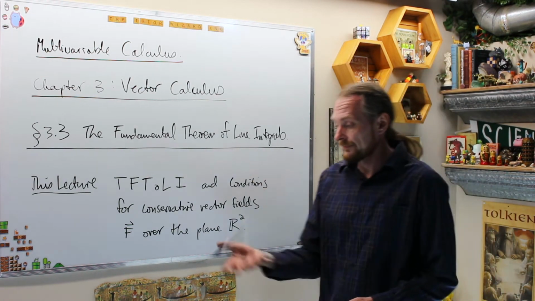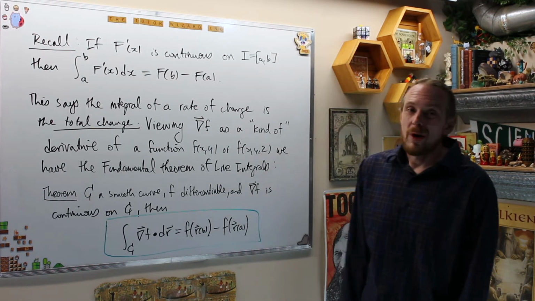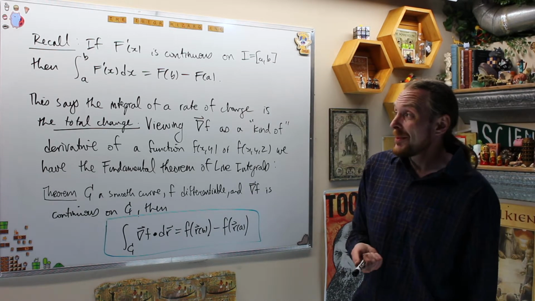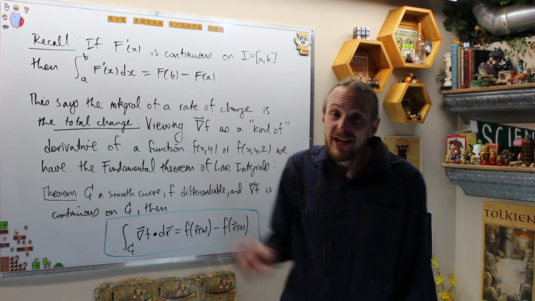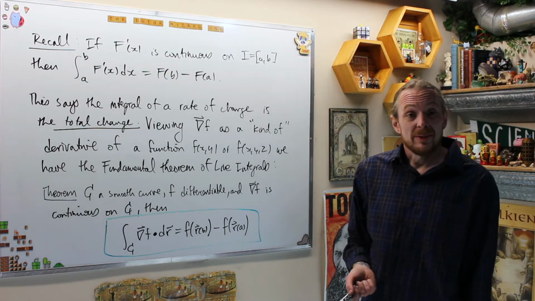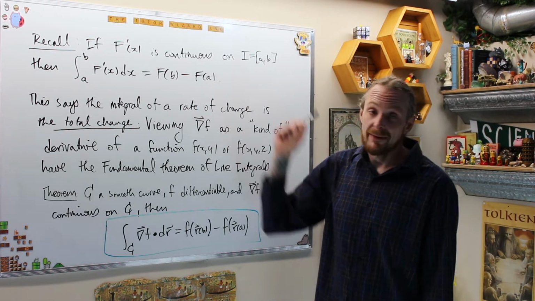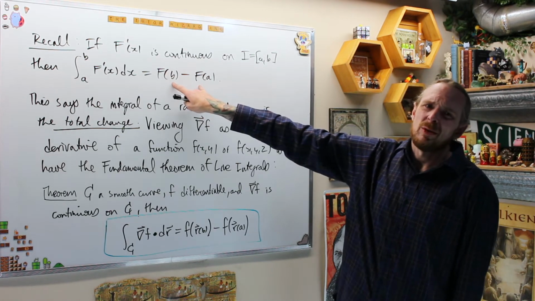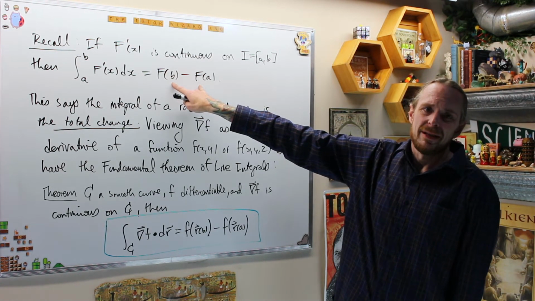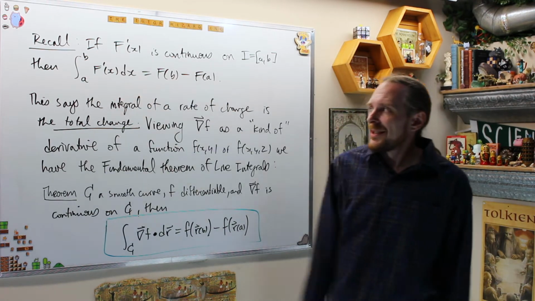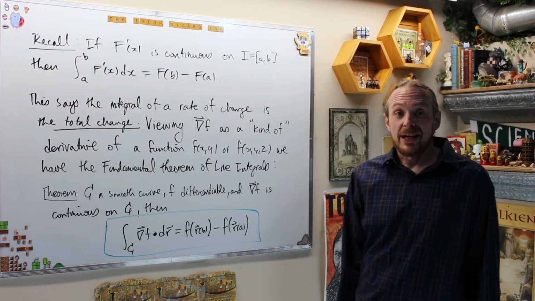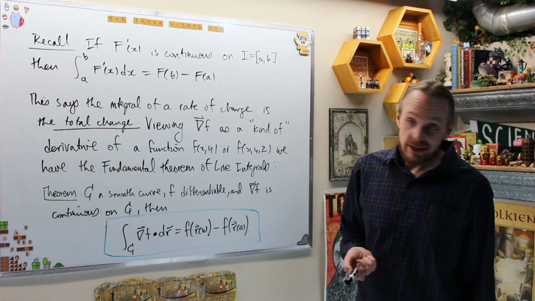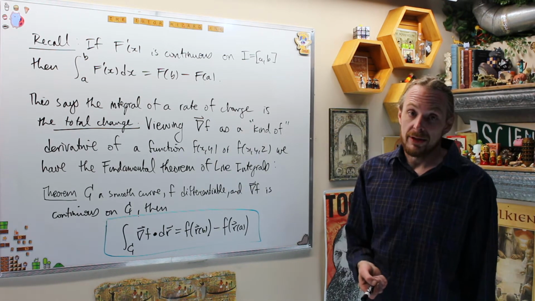Let's get to it. Recall from functions of one variable, if f prime of x is a continuous function on an interval [a, b], then the integral of f prime of x, by the fundamental theorem of calculus part 2, is f of b minus f of a. What that's saying in words is the right hand side is the total change of a function f. To get that total change, you would take the integral of the rate of change, and that gives you total change on an interval.